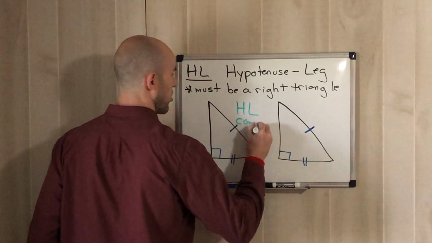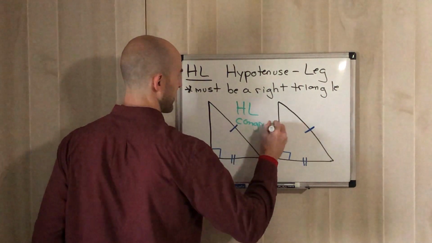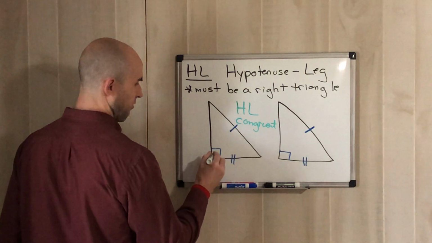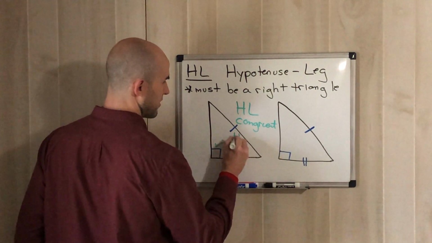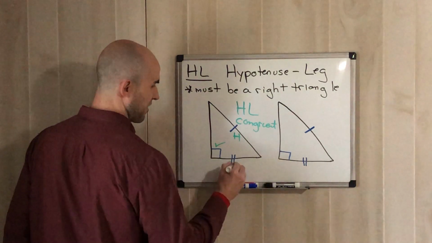And again, just always remember, guys, almost go through a checklist. For HL, we need a right triangle, right? We need the hypotenuse, and then we need another leg.